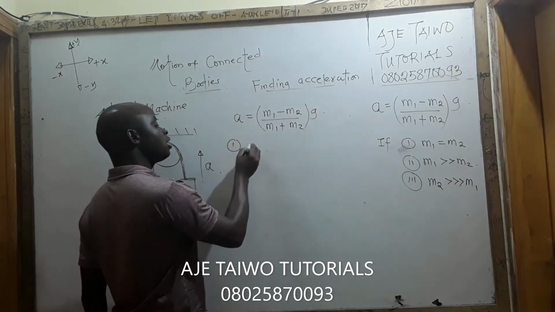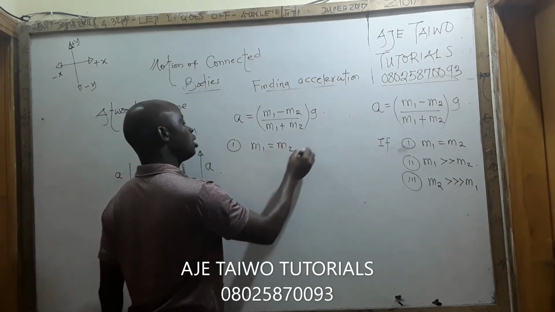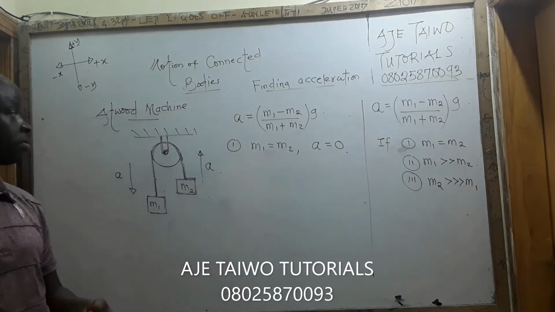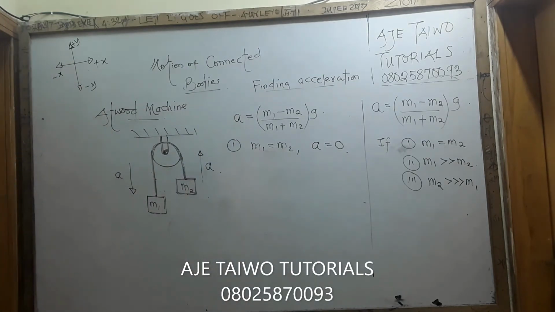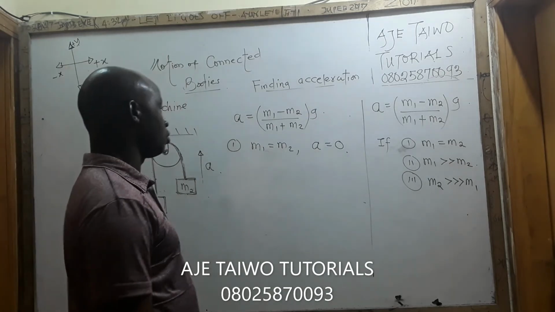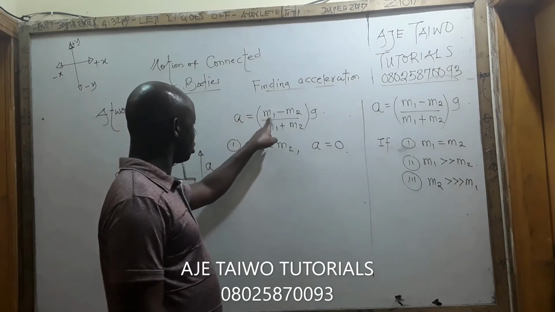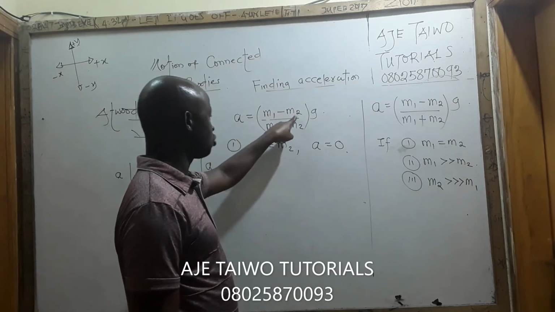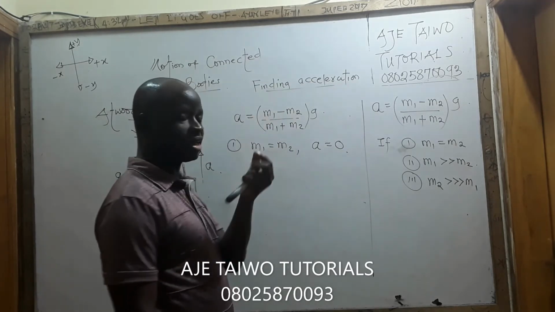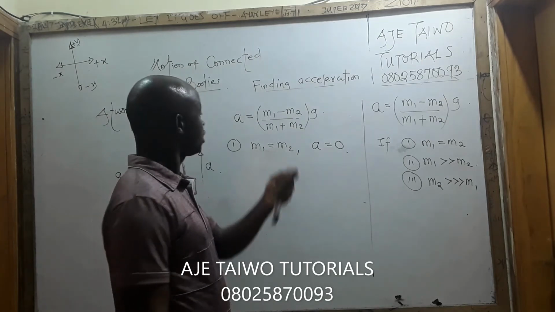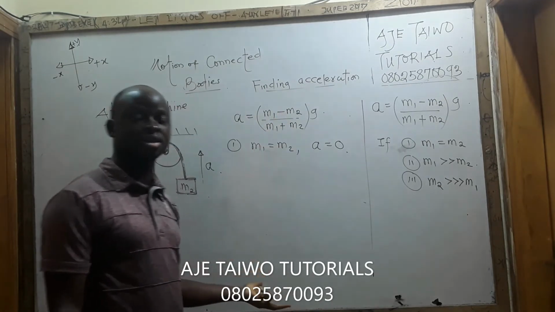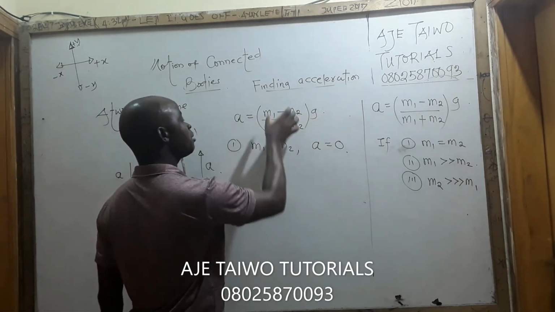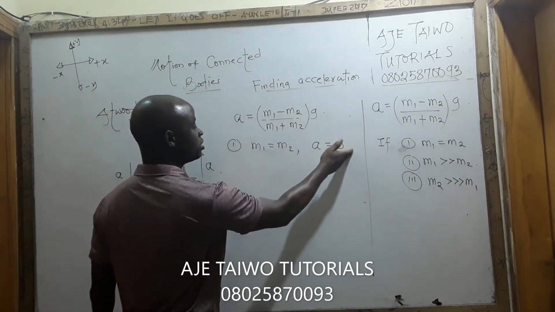So number 1, if M1 equals M2, acceleration will be 0. You can see that yourself. There will be no acceleration. If M1 equals M2, that means M1 minus M2 becomes 0. If M1 is 10 kilograms and M2 is 10 kilograms, then 10 minus 10 is 0. So 10 minus 10 over 10 plus 10 times g is 0 over 20 times g. That's 0. A will be 0 if they are equal.